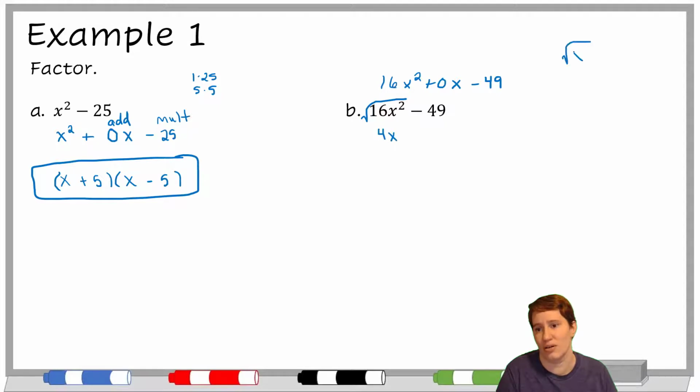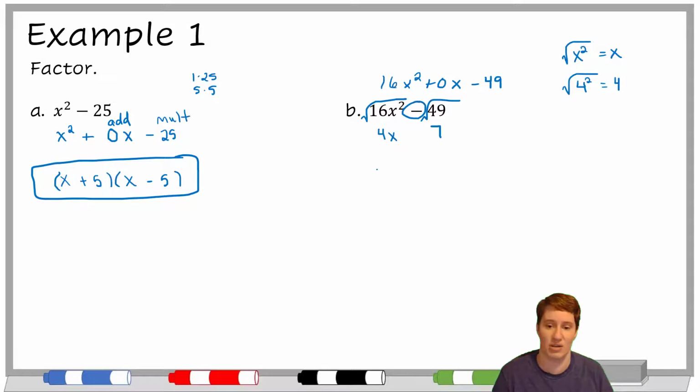So if you haven't already thought about this, the square root of x squared is x, in the same way that saying the square root of 4 squared, which 4 squared is 16, is 4. Square roots and squareds actually undo each other. So the square root of 16x squared is 4x. The square root of 49 is 7. So because both of those have square roots and because there's a minus sign in the middle, I can know without having to do any of our other methods that this is 4x plus 7 and 4x minus 7.